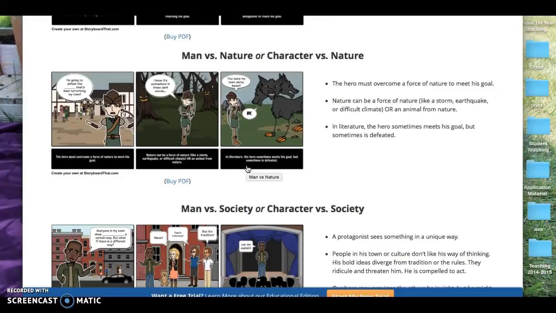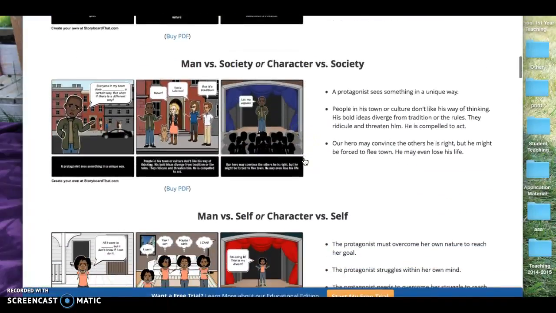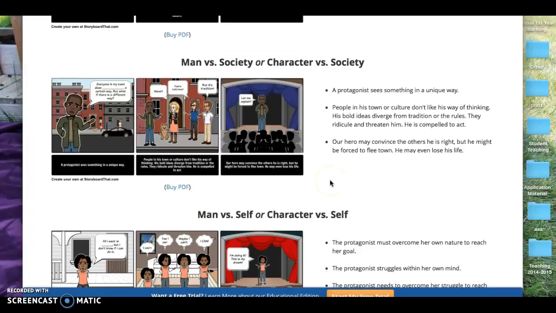Man versus nature or character versus nature. The hero must overcome a force of nature to meet his goal. Nature can be a force of nature like a storm, earthquake, or difficult climate, or an animal from nature. In literature, the hero sometimes meets his goal, but is sometimes defeated. So then again, if you click over here, it will blow up this storyboard explaining man versus nature. We will go back.